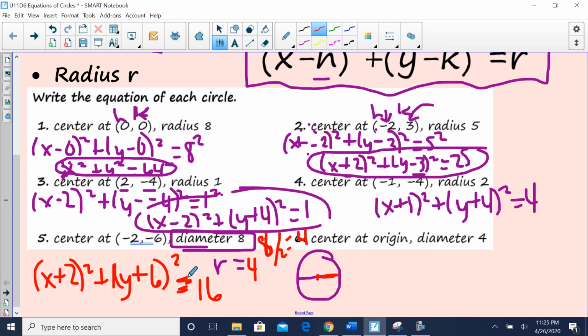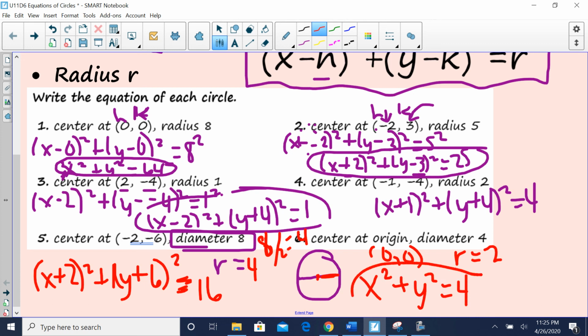Last one says center at the origin. Origin's the point (0, 0), and a diameter of 4. Once again, we want the radius. So what would the radius be? 2. Equation of my circle, I could say it's (x + 0)², but I don't need to show it, + 0, so I really just say it's x² + y² = 2². The radius squared gives me 4.